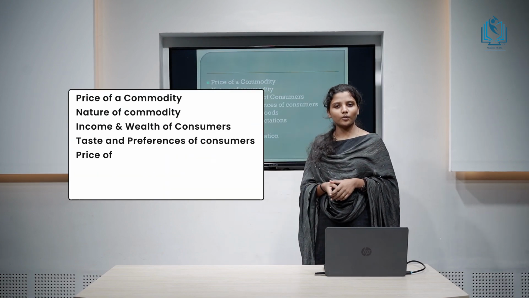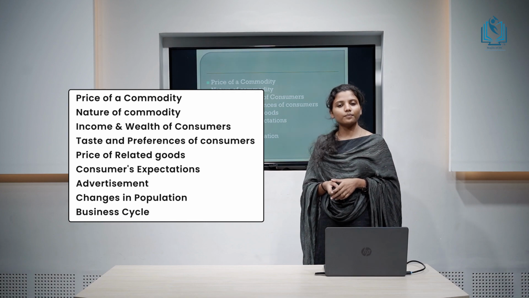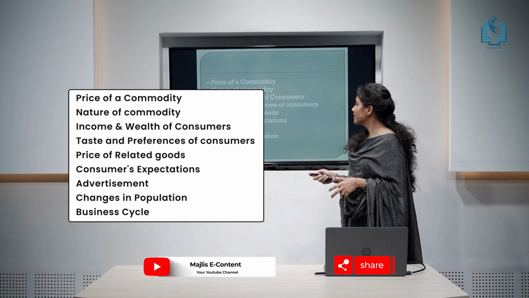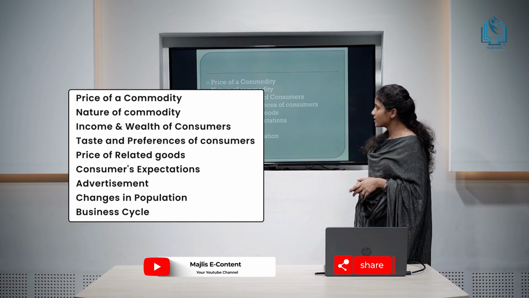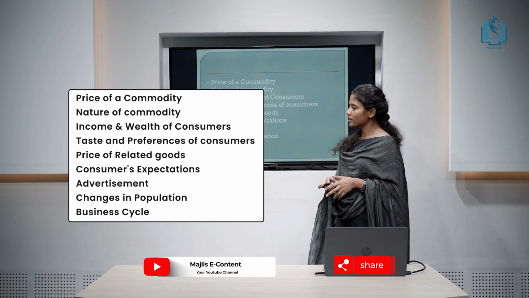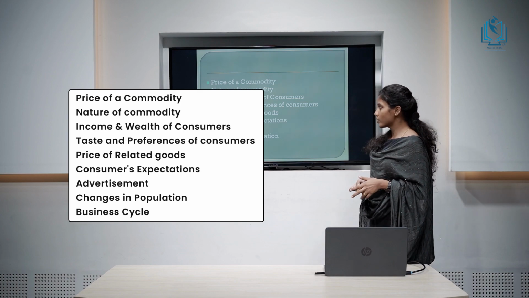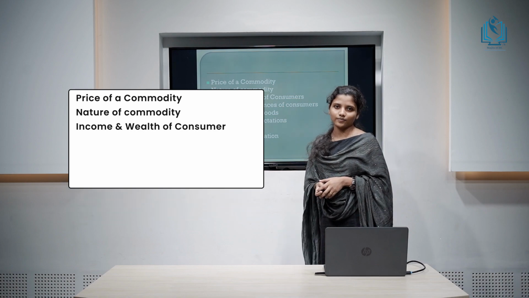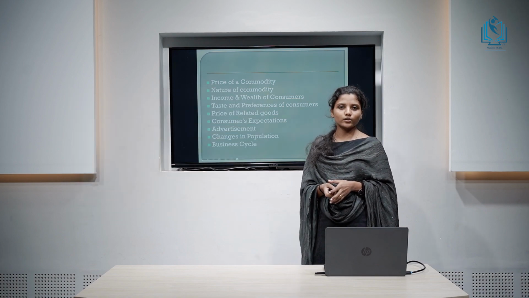So let us conclude our topic. Today we discussed the major factors which are affecting demand. They are price of a commodity, nature of commodity, income and wealth of consumers, taste and preference of consumers, price of related goods, consumers' expectations, advertisement, changes in population and business cycle. I hope you all could understand this topic.